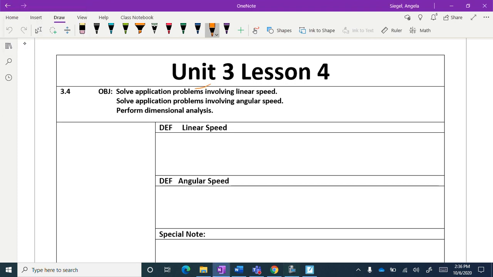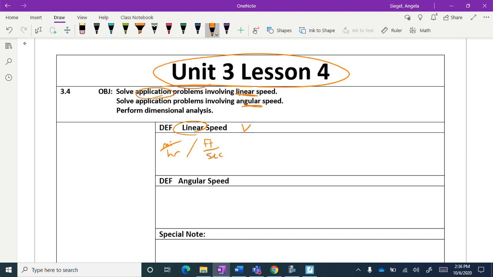Hey guys, welcome to our last lesson of the unit, and we're really going to focus on applications involving linear and angular speed. So linear speed, you actually know exactly what that is. That's like miles per hour, feet per second, that kind of stuff. So this is stuff that we've had for a long time. The variable for this is v.